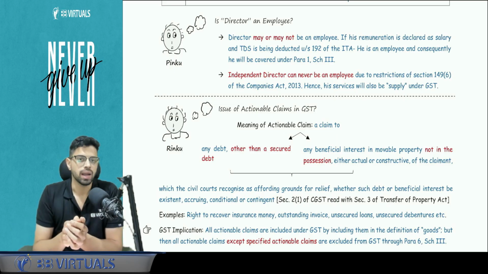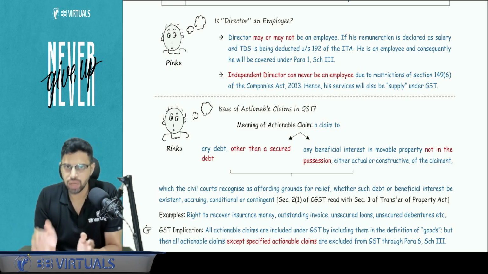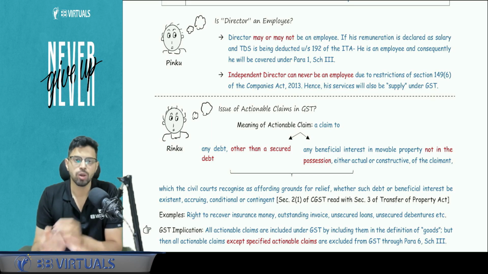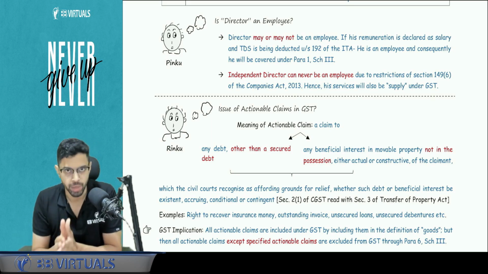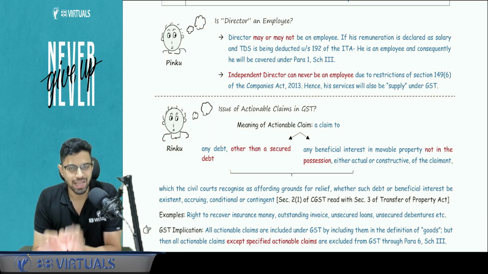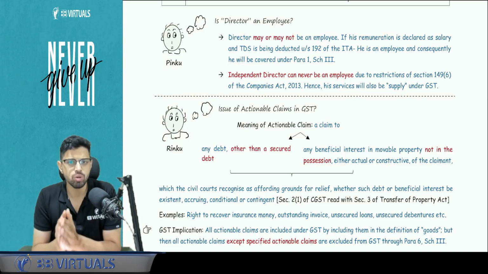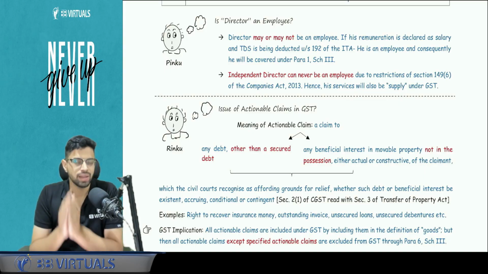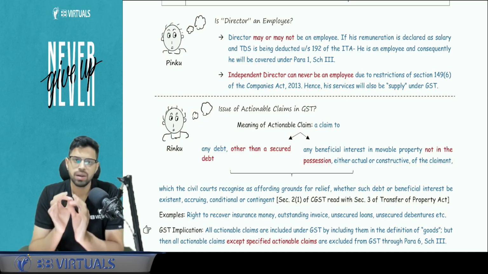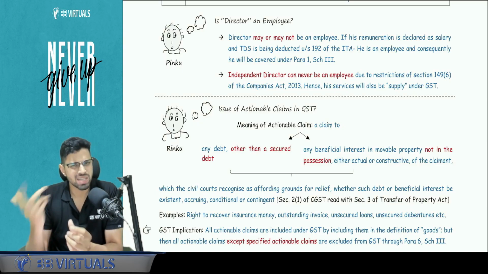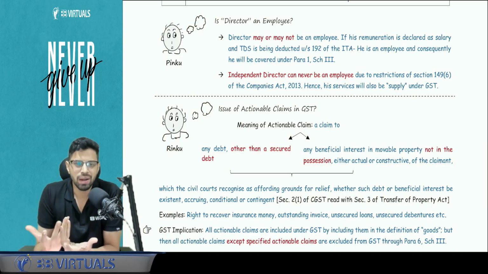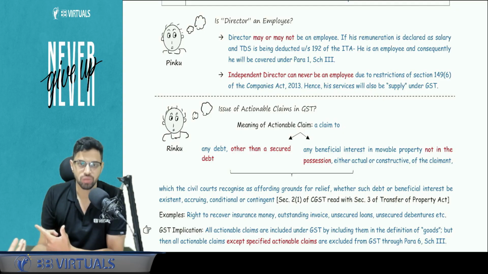What about an independent director? The question will not specifically state whether the independent director is an employee or not, because an independent director can never be an employee. Why? Section 149(6) of the Companies Act 2013 talks about the independence criteria, and there it has been clearly stated that an independent director will never be an employee. Also, it seems very logical, right? If I'm an independent director, how can I be an employee of the company?